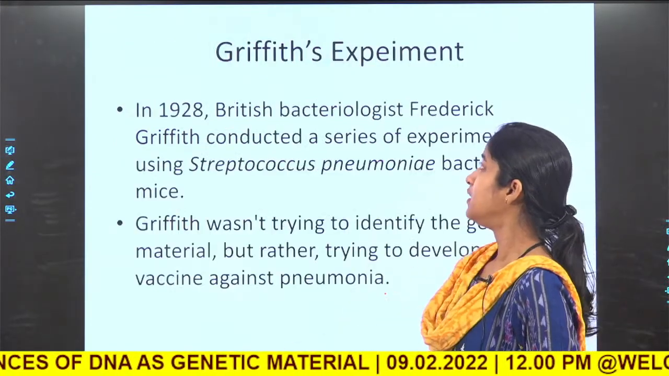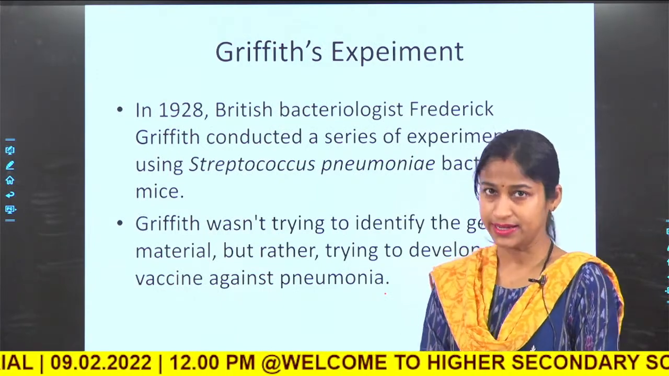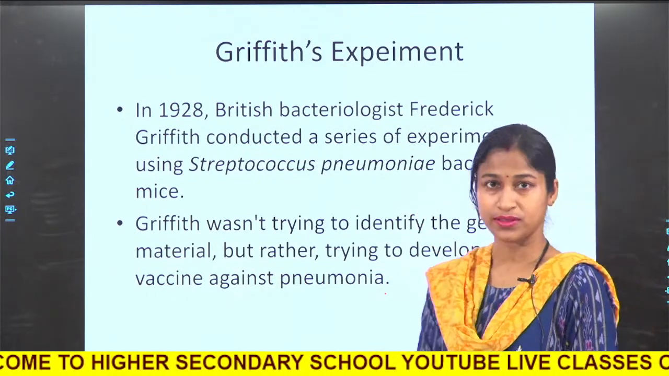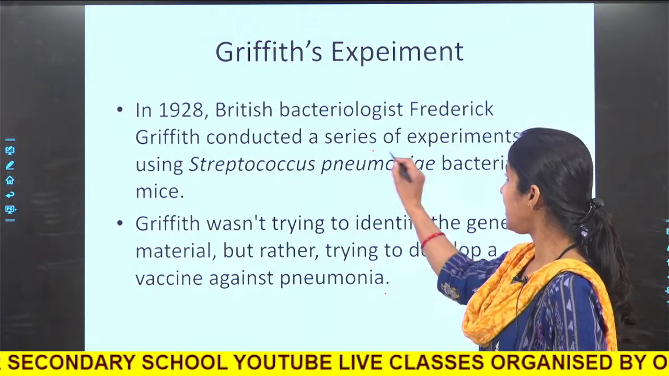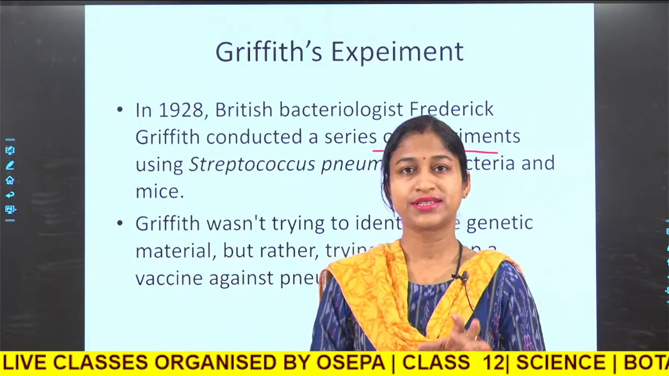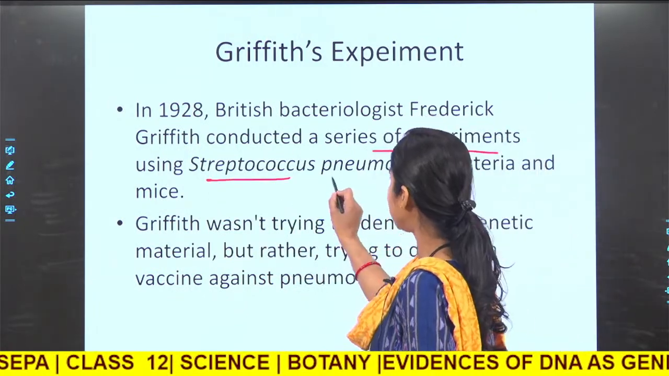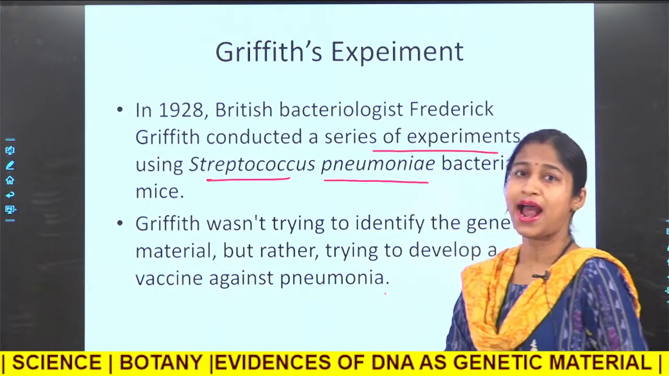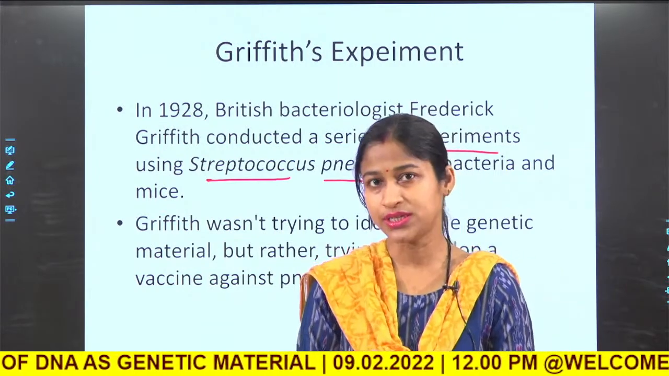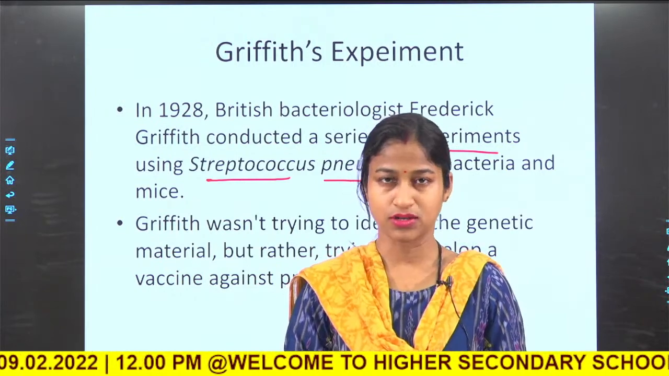Griffith's experiment was in 1928, when the British bacteriologist Frederick Griffith conducted a series of experiments using a bacterium known as Streptococcus pneumoniae. This bacterial experiment was conducted on a model organism, that is the mouse.